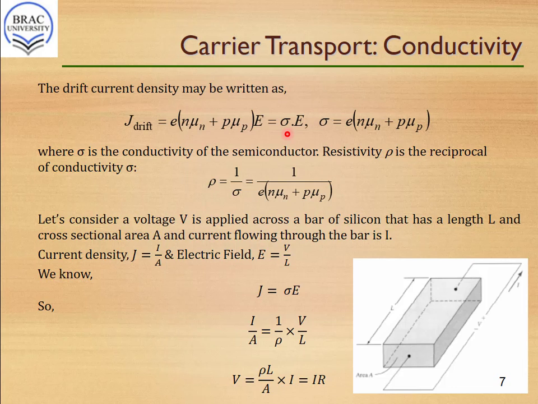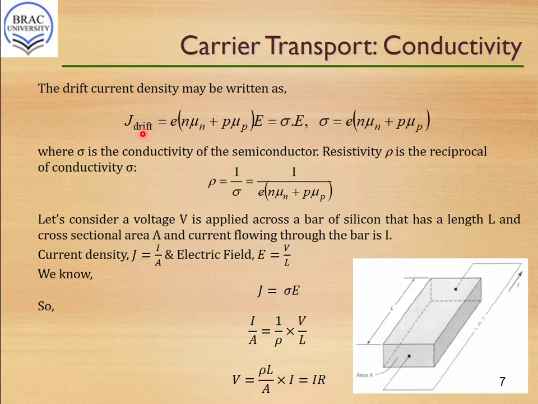So the reciprocal of this sigma, which is rho, is equal to 1 by sigma, and obviously sigma is this value, so rho is equal to 1 by E multiplied by (N mu N plus P mu P). This rho is denoted as the resistivity. It is the opposite term of conductivity. In the case of conductivity, if E was kept fixed and conductivity was increased, J drift increased. But in terms of resistivity, if E is kept fixed and resistivity is increased, then J drift actually decreases.